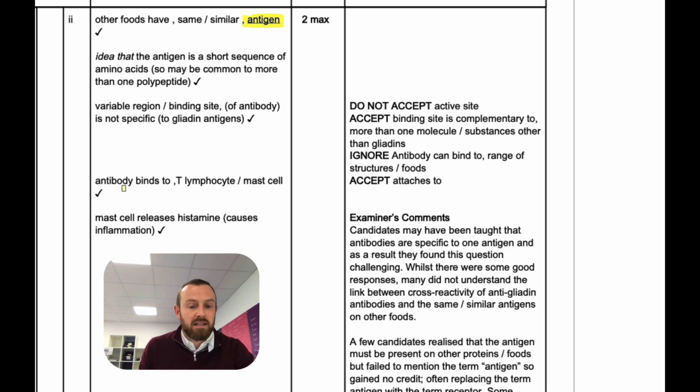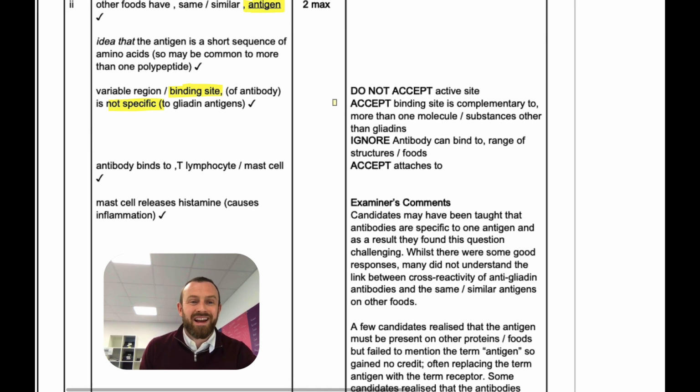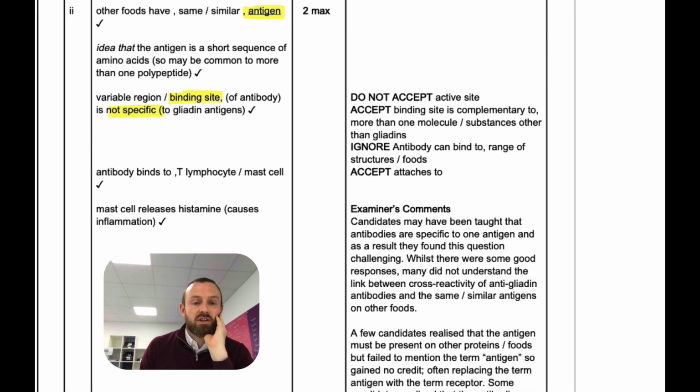Or you could have said the antibody is not specific. The binding site is not specific. Now, I'm not even sure if I would have got the marks for this. I think I spoke too casually. You really have got to use your language correctly.